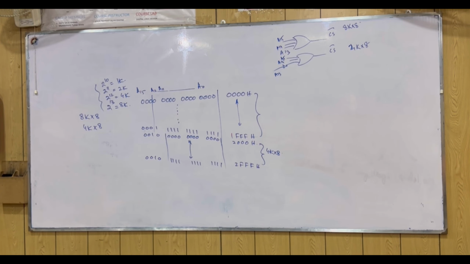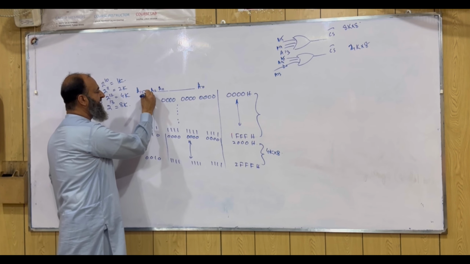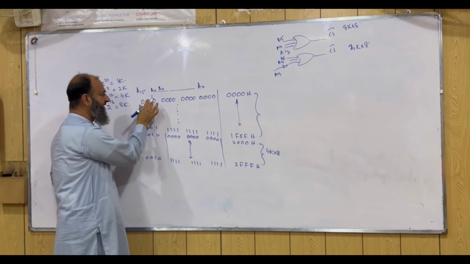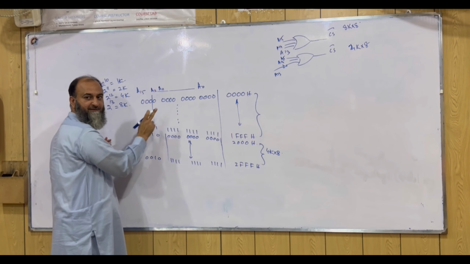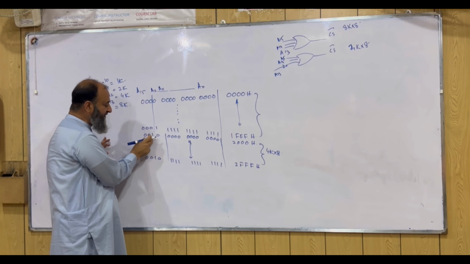Is there any problem with this? There is a problem in this. If the address lines A12, A13, A14 and A15 are all zeros, then that row will be selected. That is fine, but for the next one, the problem is that you said 0, 0, 1.